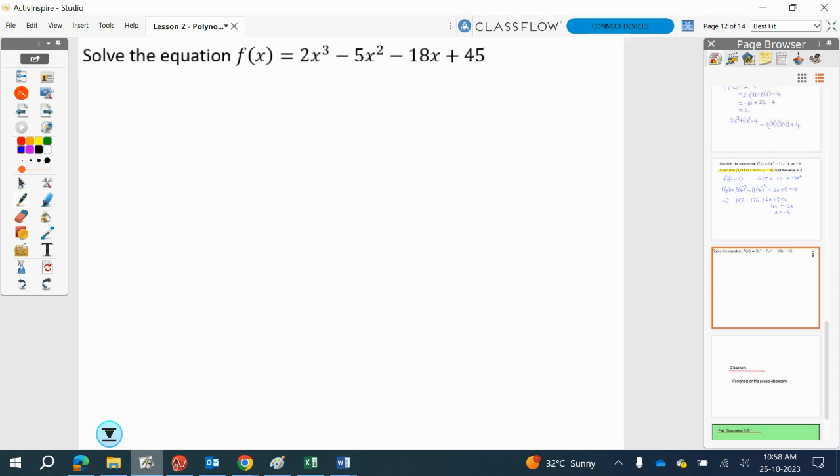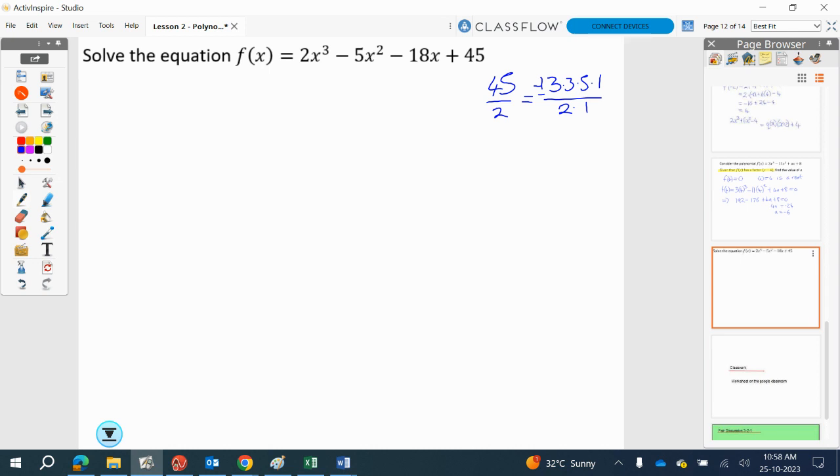Okay, so we want to find a possible root to this function. What could be a good guess for a possible root? Possible roots would be given by factors of 45 over 2. So what are the factors of 45? This is 3, 3, 5, 1 over.